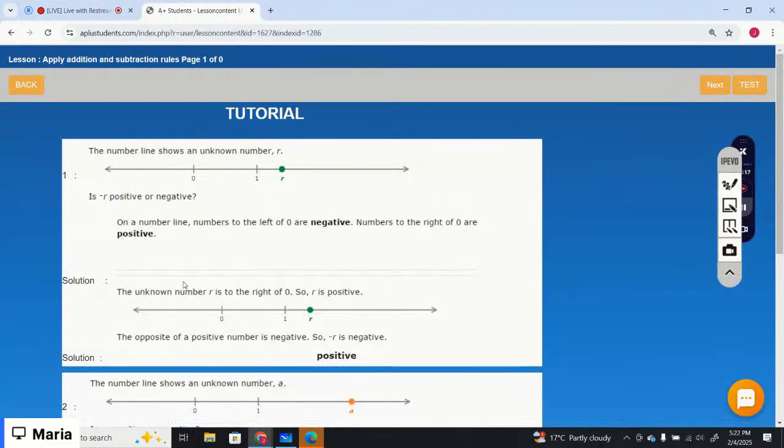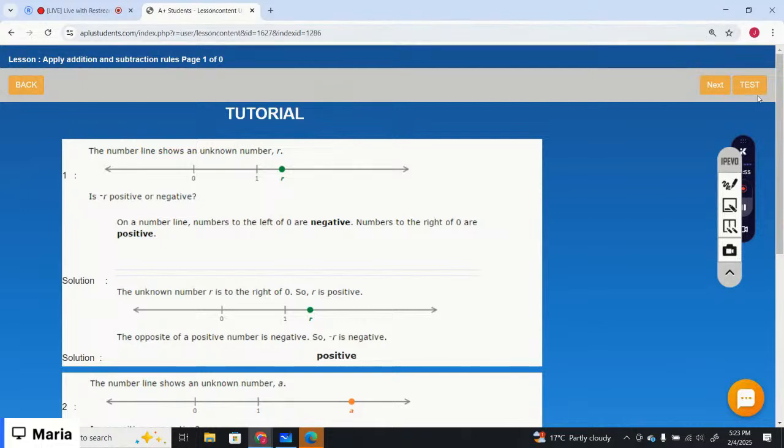The number line shows an unknown number R. Is negative R positive or negative? So you can see R is on the right hand side of the zero. That means R is a positive number, right? So the opposite of a positive number is negative. So negative R is negative.